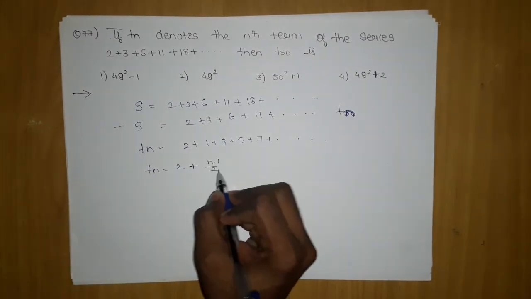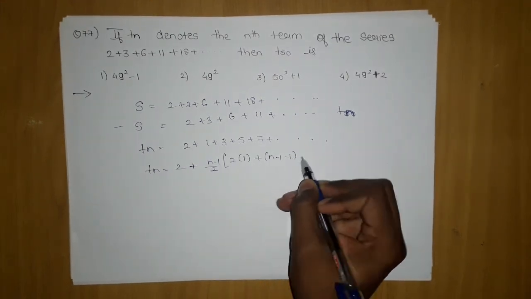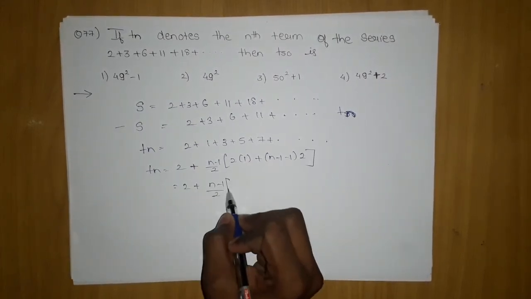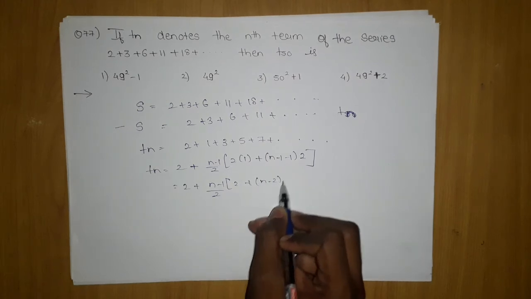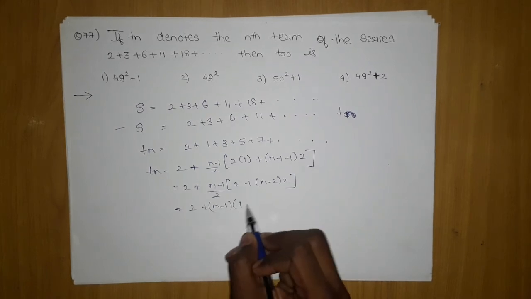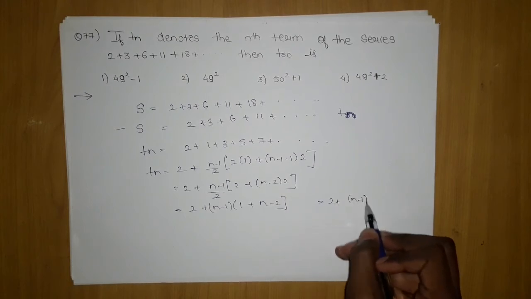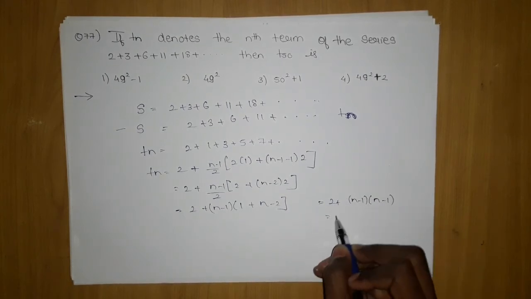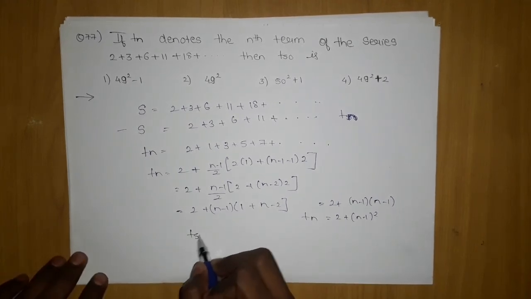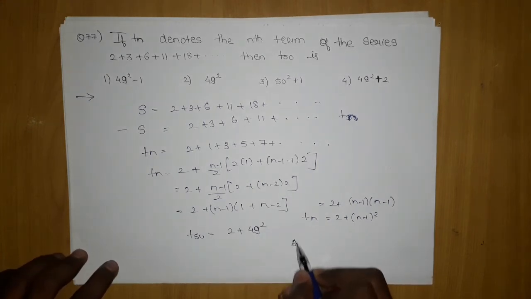So n minus 1 upon 2 into 1 plus n minus 1 into d, which is 2, plus n minus 1 upon 2 plus n minus 2 into 2, which will give me 2 plus n minus 1 into n minus 1, that is 2 plus n minus 1 square. This is my Tn. Now I want to find T50. I will put T50, which is nothing but 49 square plus 2. So the fourth is the answer.